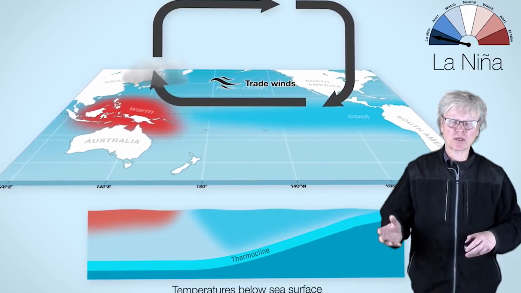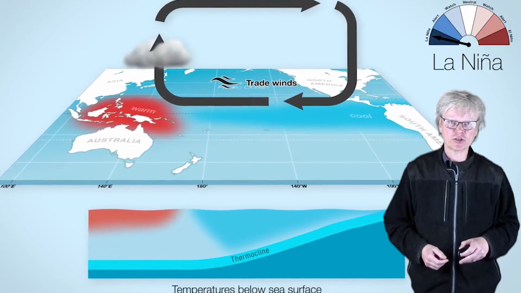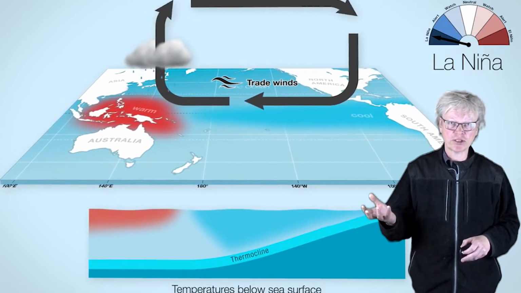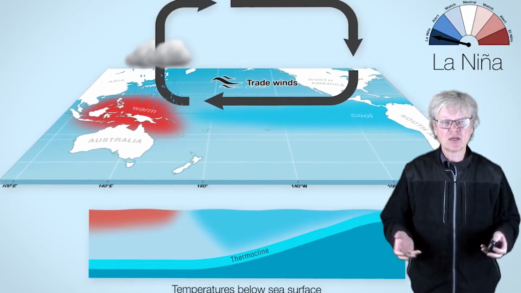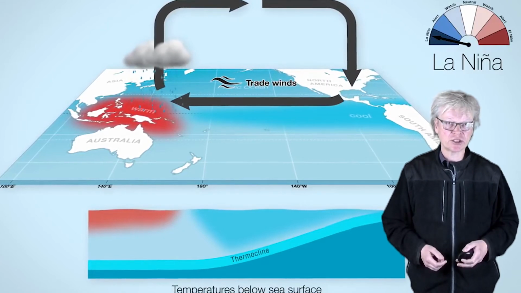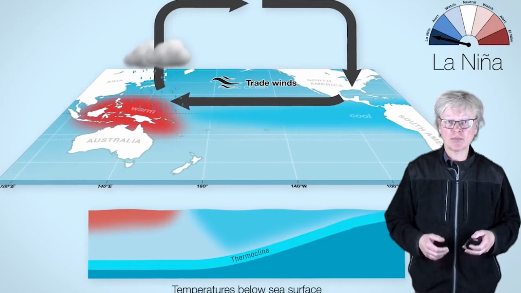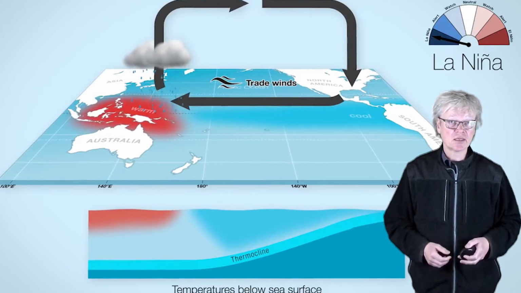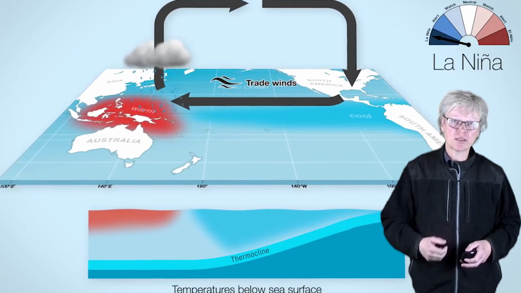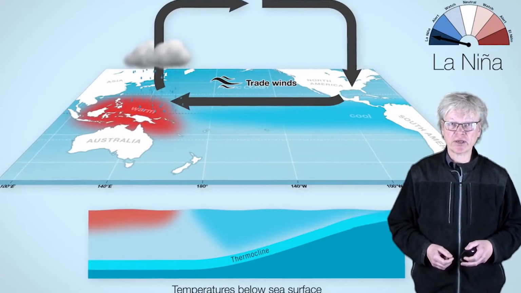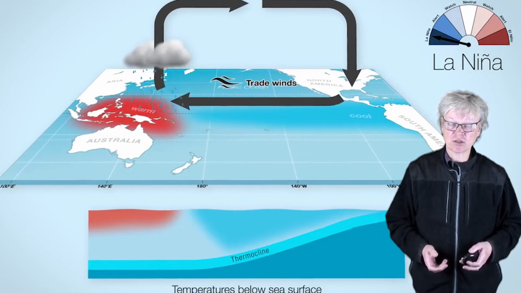And so you have more warm water piling up over Australia, intensifying that low pressure cell. And what do you have? You have much wetter conditions in Australia. You have sometimes huge floods down the east coast and southeastern parts of Australia. And over on the coast of South America, you often have droughts occurring.